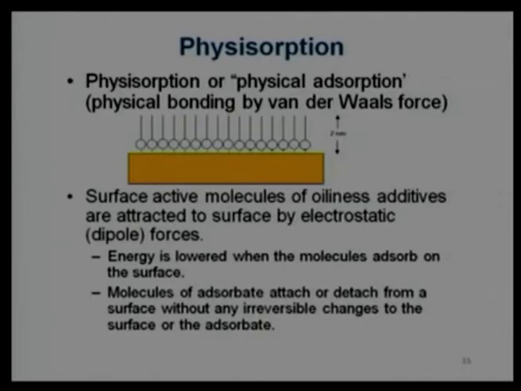As the first line says, this is known as physisorption, where attraction occurs because of van der Waals forces. This figure clearly indicates that the lubricant thickness itself is 2 nanometers. It is a very thin layer. Many times the oxide layer on the surface is thicker than this layer.